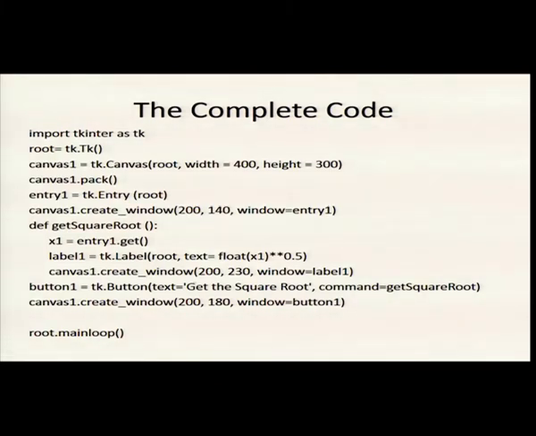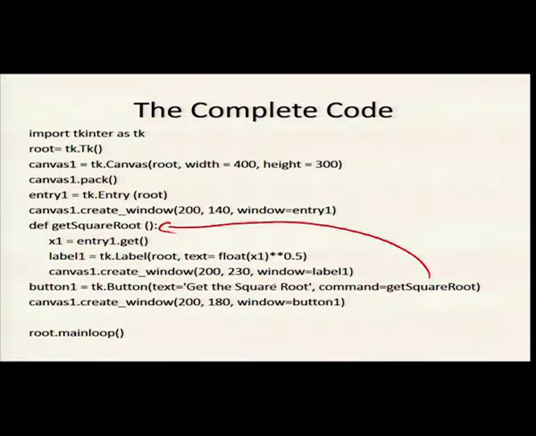So, canvas1.create_window 200, 230, window equal to label1. button1 equal to tk.Button within braces, text equal to get the square root, command equal to get_square_root. When I click it, what is the command that should get performed? It should call this function get_square_root. So, command equal to get_square_root.